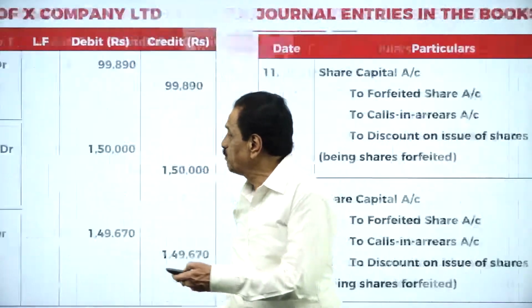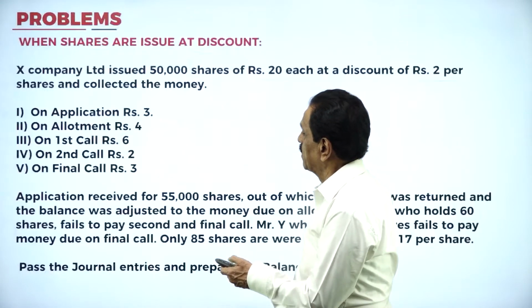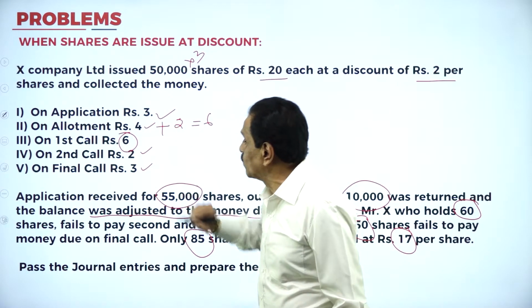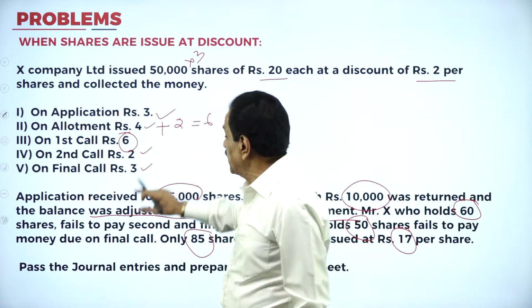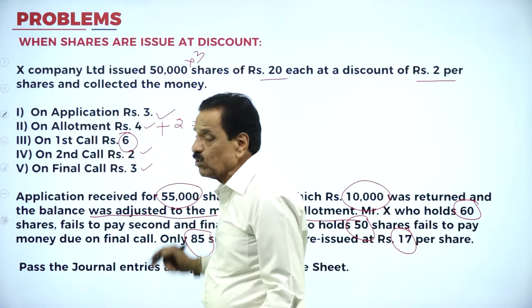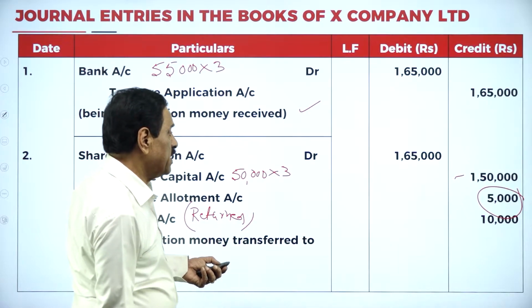I'll show you in the problem. What is your application? 3. Allotment 4. 3 plus 4, 7, plus 6, 13, plus 2, 15 he has paid. But he fails to pay the final call. On how many shares? 50 shares are there.